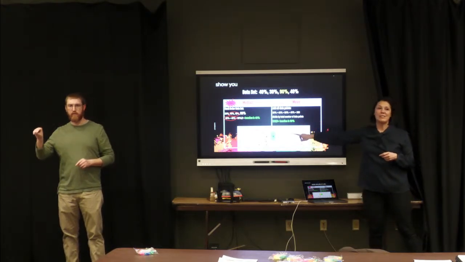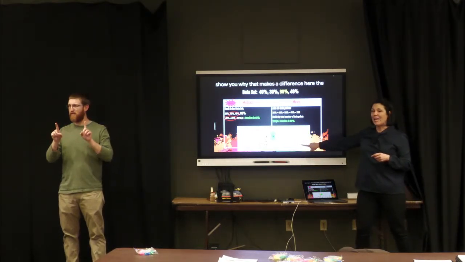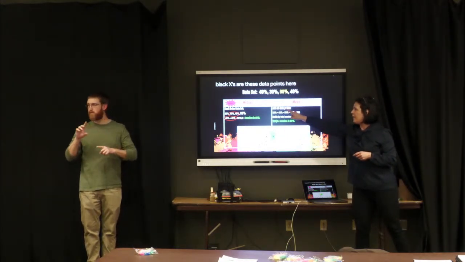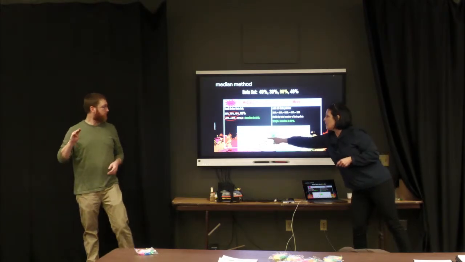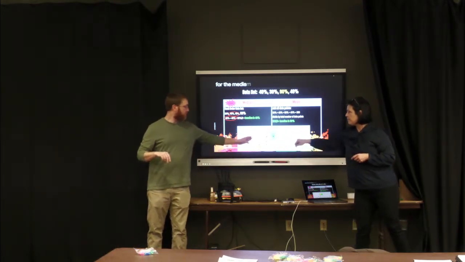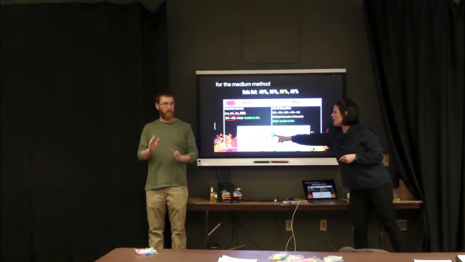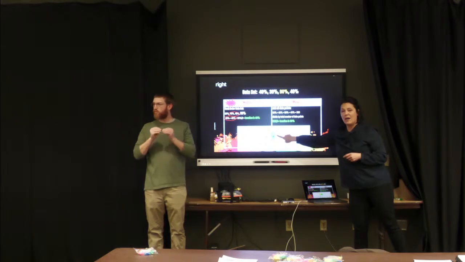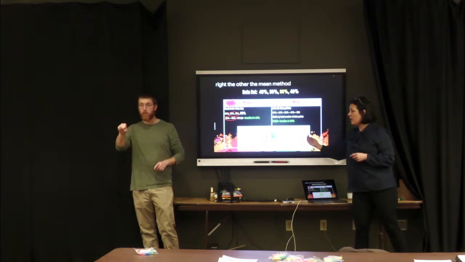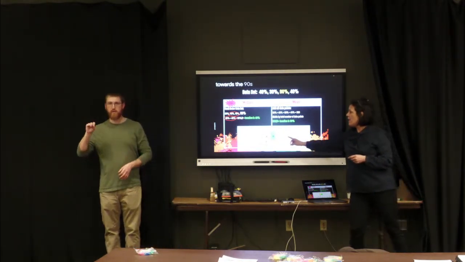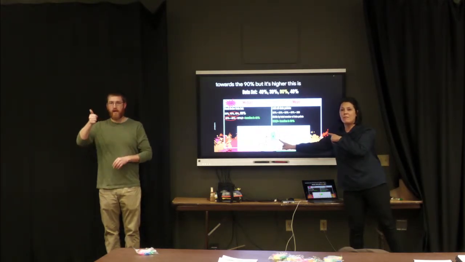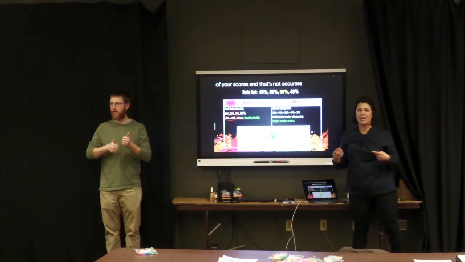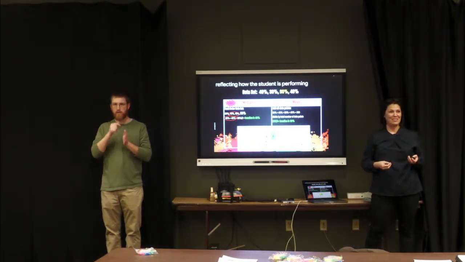Now let me show you why that makes a difference here. The black X's are these data points here. The median method, right here, this is the baseline for the median method. Notice where it is. It's closer to where most of the numbers are, right? The mean method is skewing towards the 90%, but it's higher. This is telling you that the baseline is higher than the majority of your scores, and that's not accurately reflecting how the student is performing.